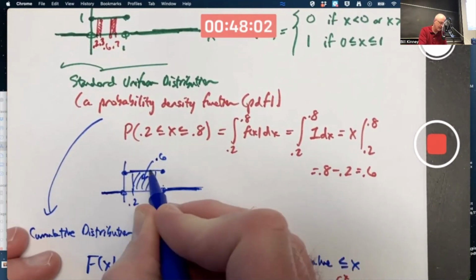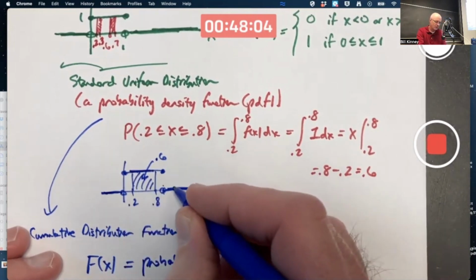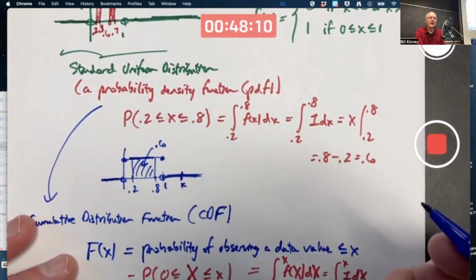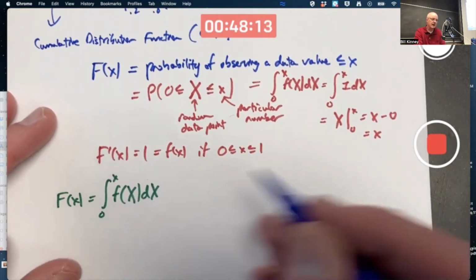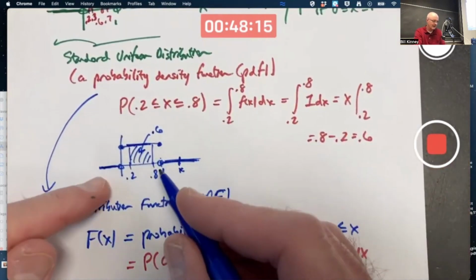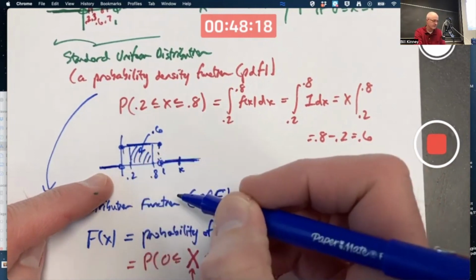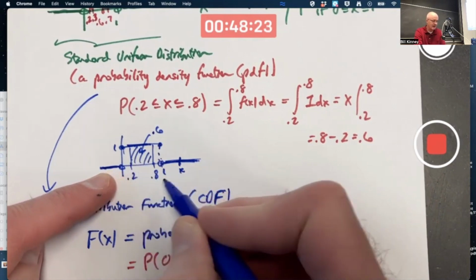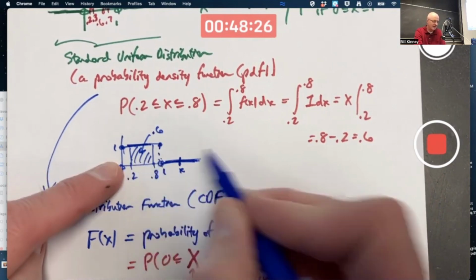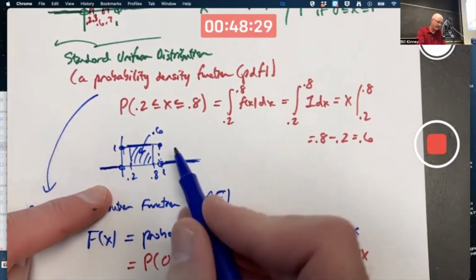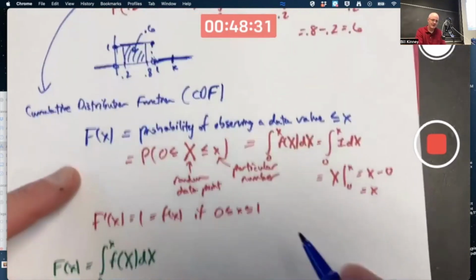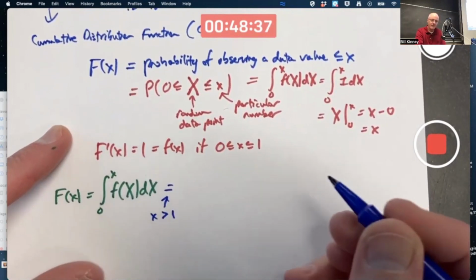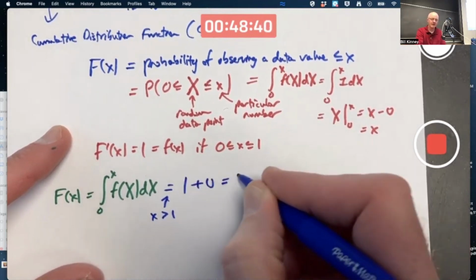Again, this is little f here. What if little x is over here? What will be this integral from 0 to little x of this function? It'll be the area under the curve. The area between 0 and 1 is the area of this rectangle. Base times height is 1 times 1 is 1. The area from 1 to x is 0. There's no area there. So if little x is bigger than 1, this has got to be 1 plus 0, 1.